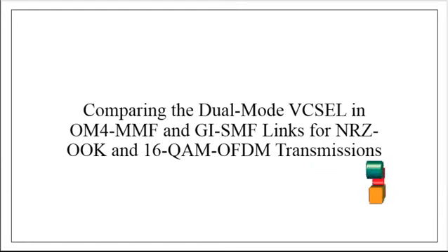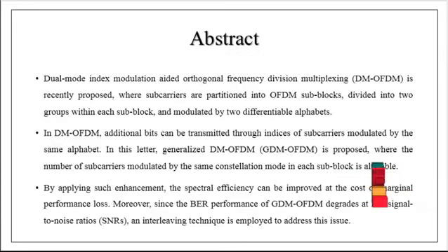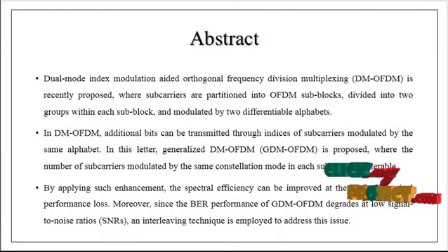Now we're going to discuss a project comparing dual-mode VCSEL in OM4-MMF and GI-SMF links for NRZ, OOK and 16-QAM OFDM transmissions. Now we're going to discuss the abstract of the process. DM-OFDM was recently proposed, where subcarriers are partitioned into OFDM subblocks, divided into two groups within each subblock and modulated by two differential alphabets. In DM-OFDM, additional bits can be transmitted through the indices of subcarriers modulated by the same alphabet.